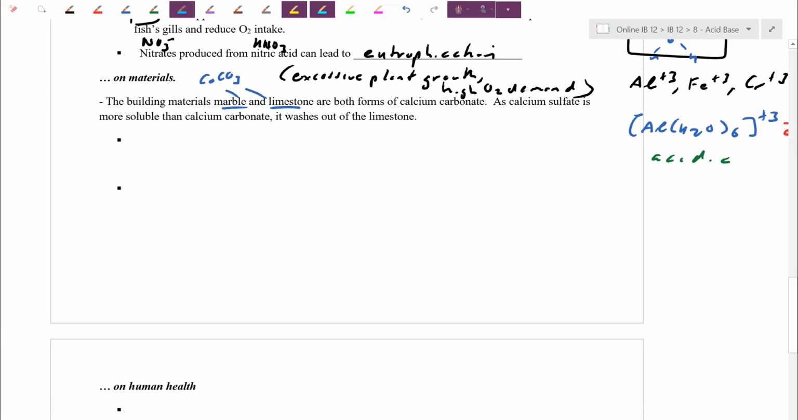So let me just show you some of these reactions here. Let's say we have CaCO3 as a solid. When this one here gets reacted with sulfuric acid, the sulfuric acid basically eats away at the calcium carbonate. It swaps places with the carbonate. We end up getting calcium sulfate, and we end up getting carbonic acid.